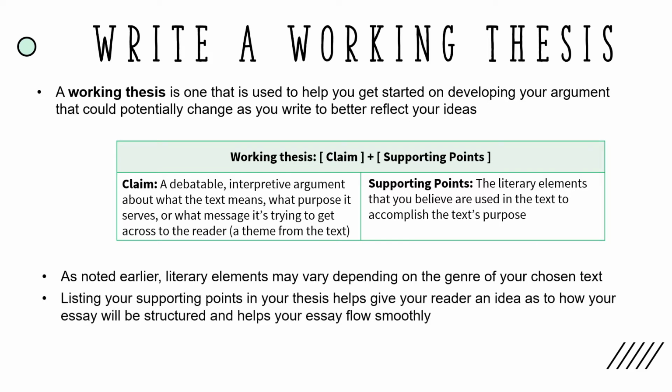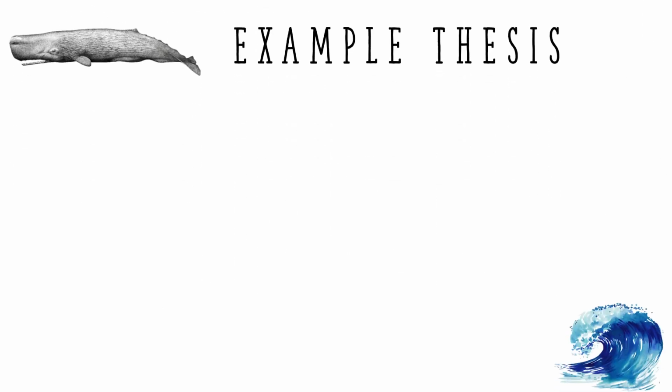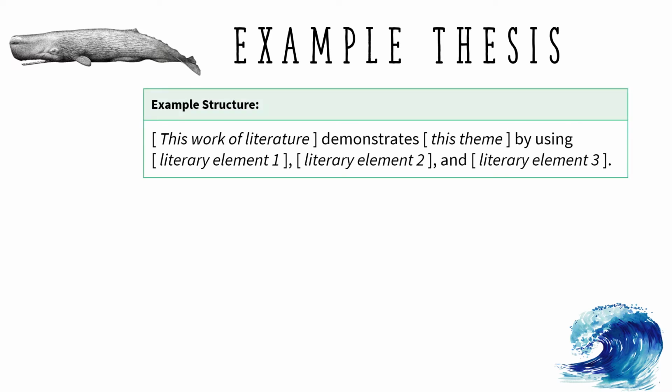Listing your supporting points in your thesis helps give your reader an idea as to how your essay will be structured and helps your essay flow smoothly. The average essay uses 3 supporting points. Let's look at an example. To analyze a work's theme, you might use a structure like this. This work of literature demonstrates this theme by using literary element 1, literary element 2, and literary element 3.